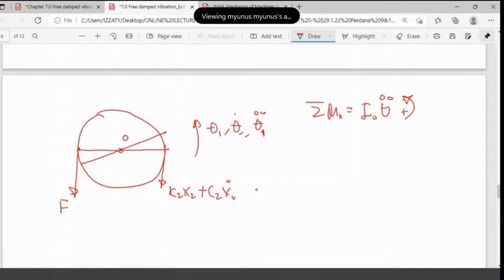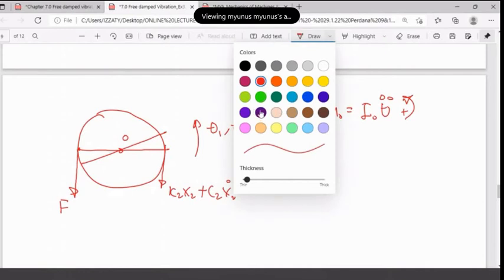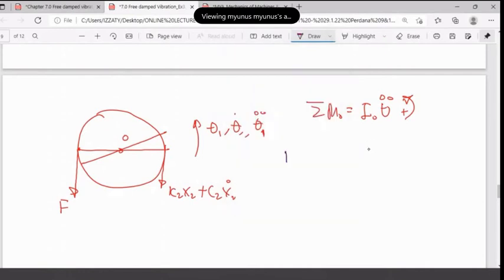Okay, so you have this one F. Put it here in another color so that you can differentiate the working. So F here multiplied by the distance, which is 0.1, minus, you have this one K2 x2. Remember x2 is basically 0.1 theta 1, isn't it? K x2 will be 0.1 theta 1 dot, theta 1 dot. So you apply here K2 is equal to whatever you have.